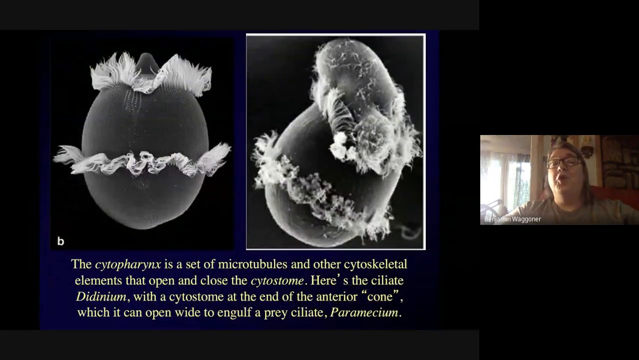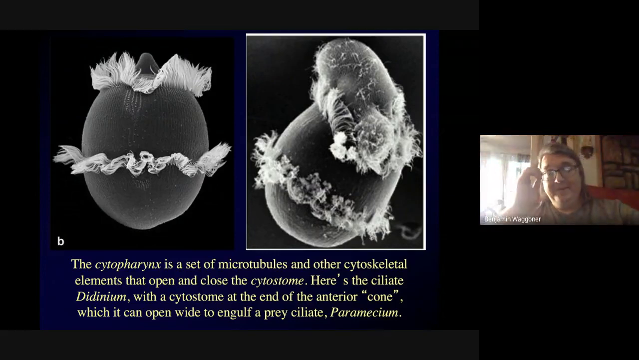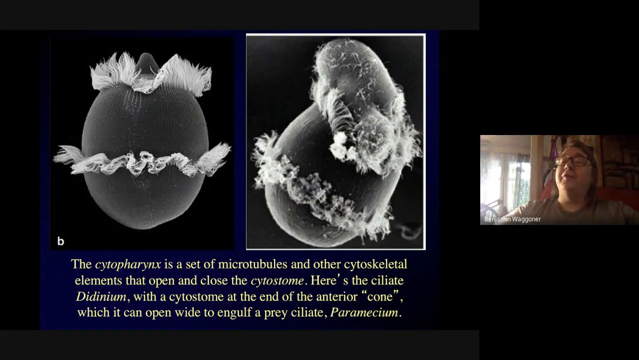And then the cytostome, again, that's where phagocytosis takes place. That's the point that's specialized for taking in food. Details are different in different species, but the cytopharynx is a set of microtubules that can open and close the cytostome. These are ciliates that can literally open and close their mouths. On the left, you've got Didinium, which is basically Pac-Man. It's a predator of the ciliate Paramecium.